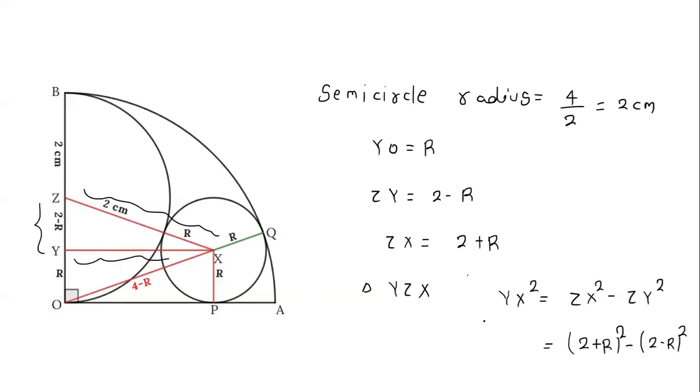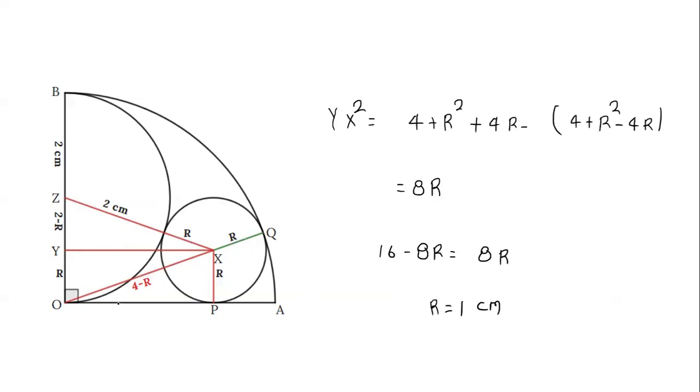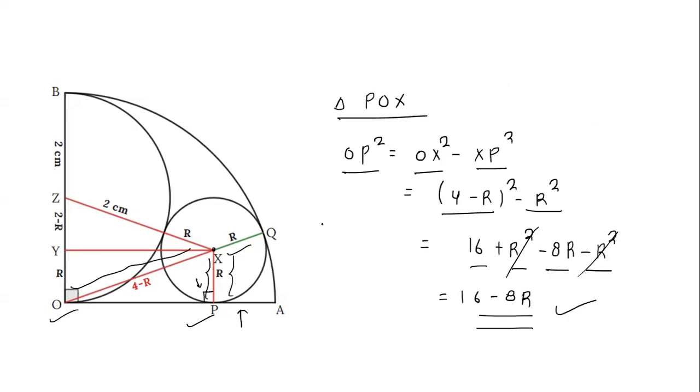So we can write this YX square as ZX square minus ZY square, which is (2 plus R) whole square minus (2 minus R) whole square, which is 4 plus R square plus 4R minus 4 plus R square minus 4R, which is 8R. So YX square we calculated as 8R from here. And previously you see we calculated this OP square as 16 minus R, and we initially say that this OP and YX are same. So this OP square is same as this YX square.